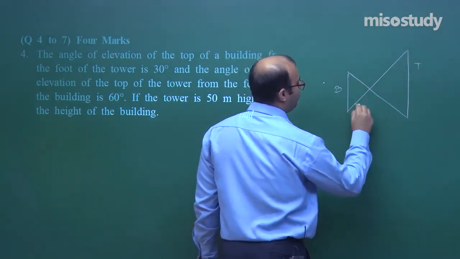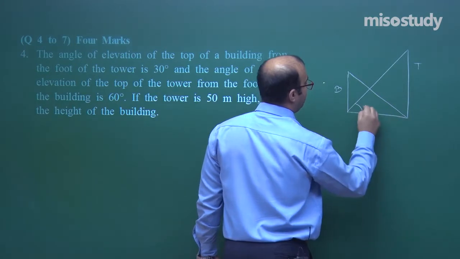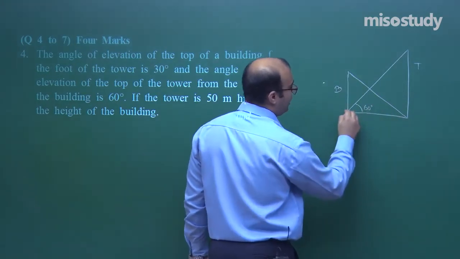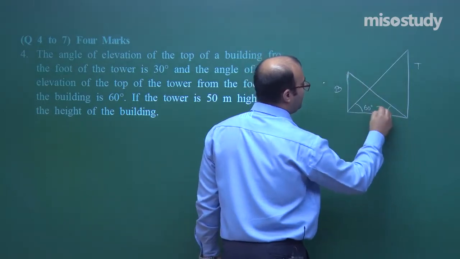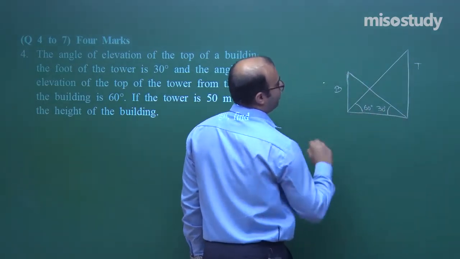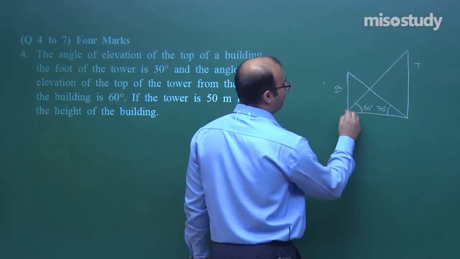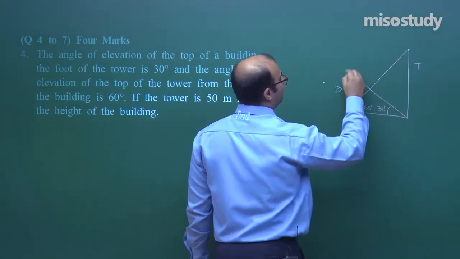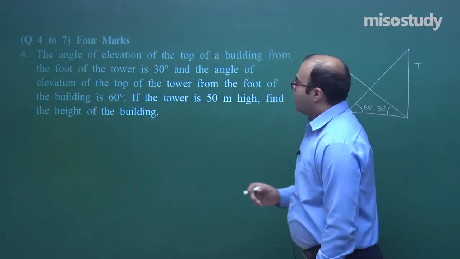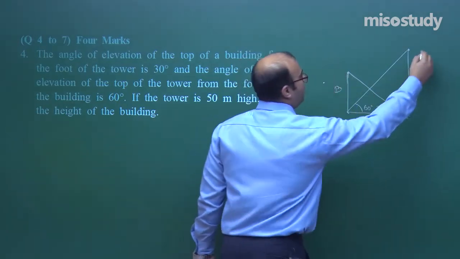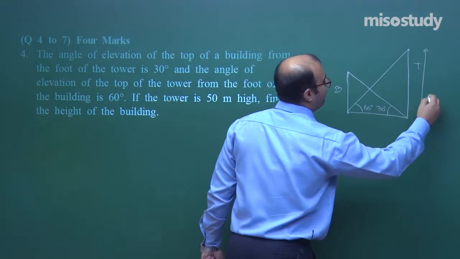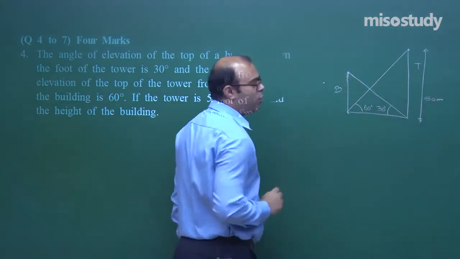So, angle of elevation of the tower is 60 degree from the foot of the building and angle of elevation of the top of the building is 30 degree from the foot of the tower. So, this is the foot of the tower, this is the foot of the building, this is the top of the tower, this is top of the building. If the tower is 50 meter high, find the height of the building. Now, the tower is given that it is of the height 50 meters. So, you have to find the height of the building.